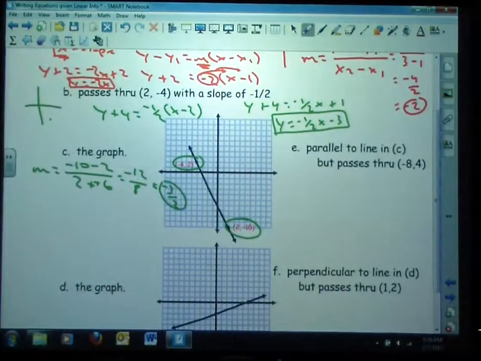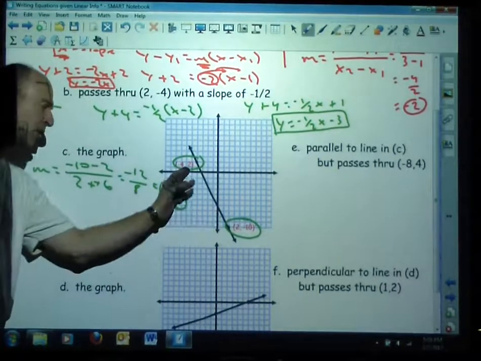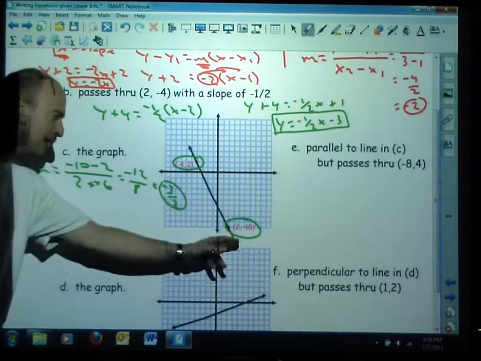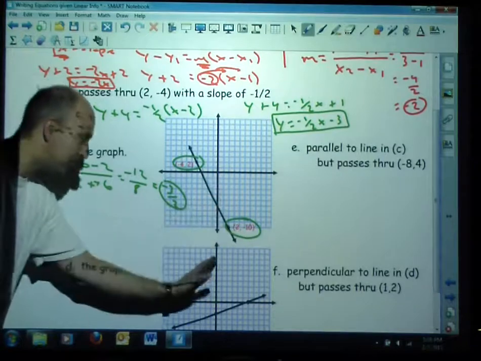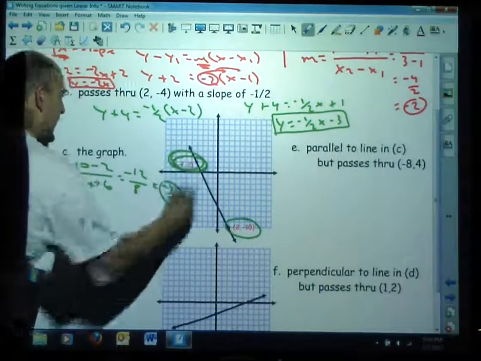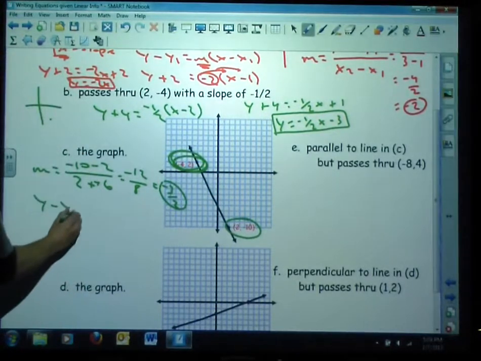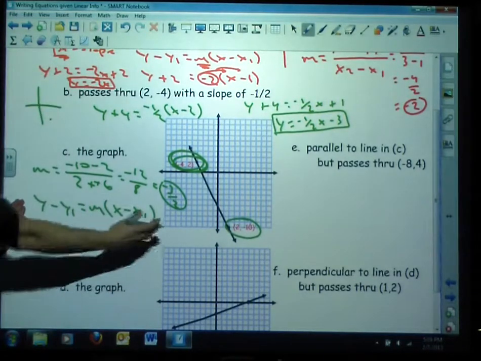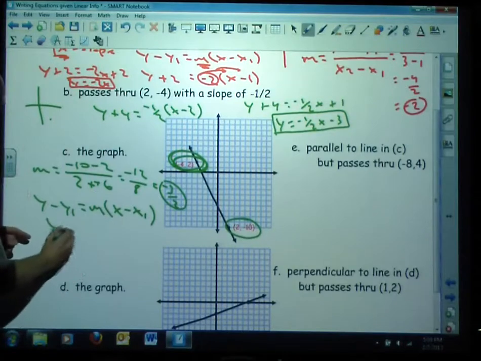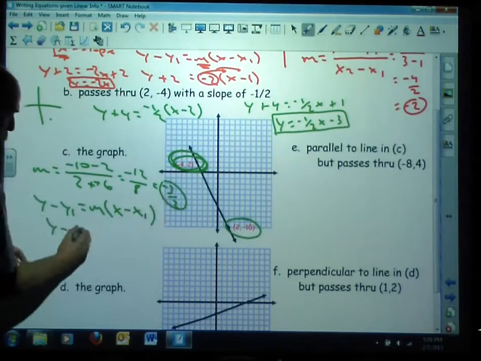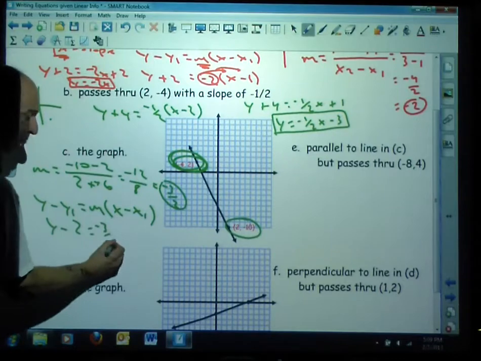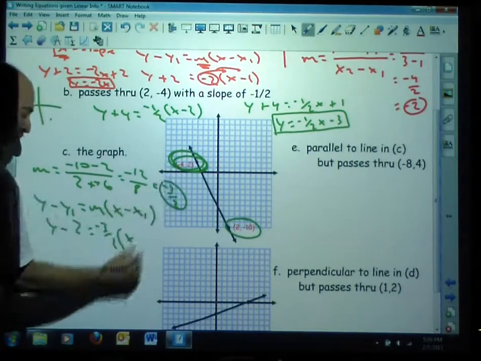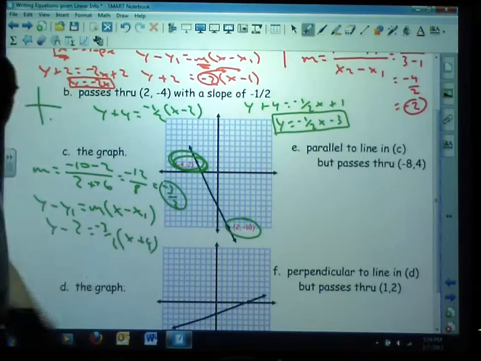I could take either one of these points with this slope and use point-slope, not slope-intercept, because these are not intercepts, they're not y-intercepts. So I'll take this point, and I would have y minus y1 is m times x minus x1 as the model. y minus 2 equals negative 3/2 times x minus negative 4, or x plus 4, and there would be my equation.